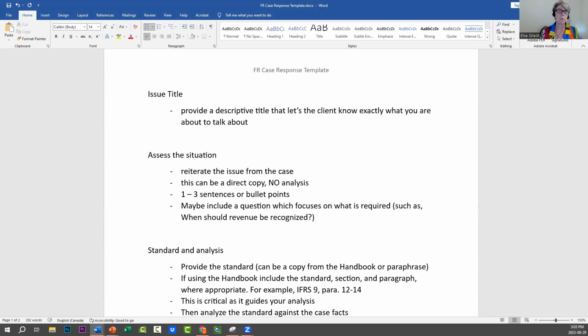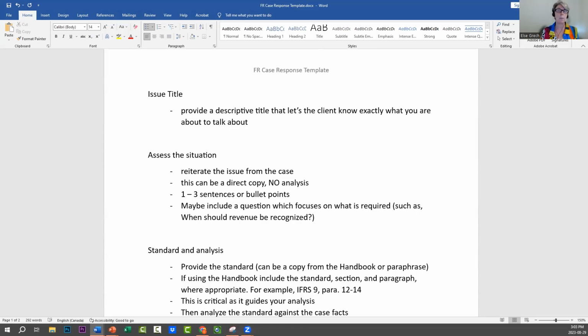Then I want you to use the heading, assess the situation. So this is where you give me a short reiteration of the case facts. And when I say case facts, copy from the case. It's the issue, the summary of the issue that you think you have to analyze. It should be 1 to 3 sentences maximum, or you can use bullet points. And you might want to include a question that focuses on what's required. So a good example would be, when should revenue be recognized?